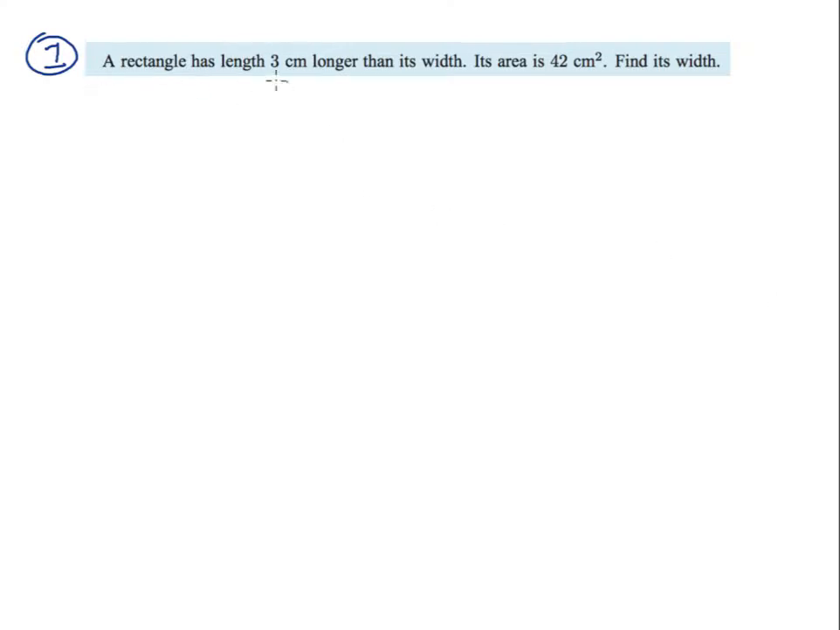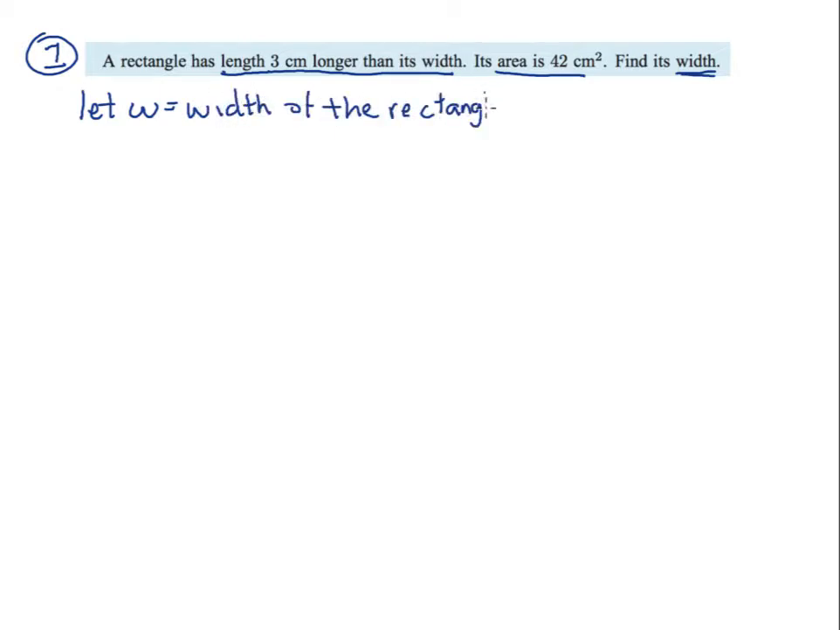This first example: a rectangle has length 3 centimeters longer than its width. Its area is 42 centimeters squared. Find its width. So I'm going to let W equal the width of the rectangle in centimeters. Notice I've included the units of measurement. So that means my length would have to be my width plus 3. So I'm just going to write length is W plus 3.